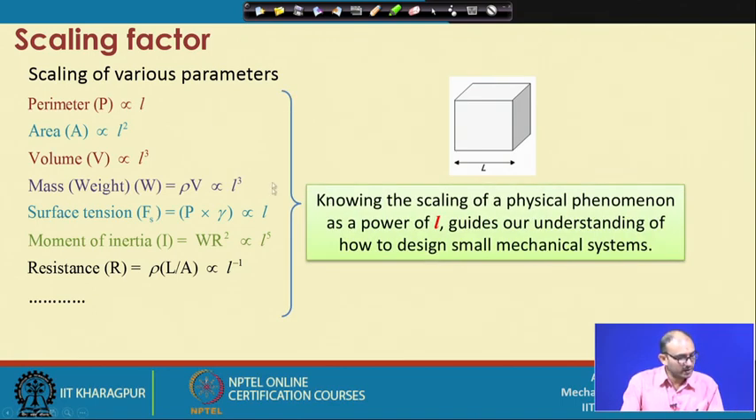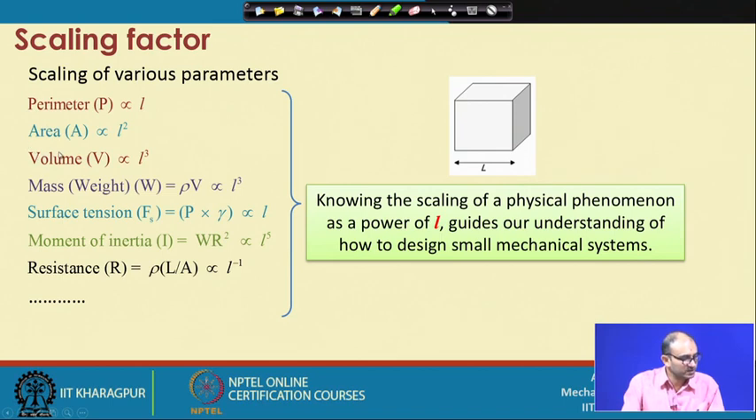So, now how will it happen? Now you have the relation of all these physical parameters in terms of the length scale. Knowing the scaling of a physical phenomenon as a power of L will guide us in understanding how to design a small mechanical system.